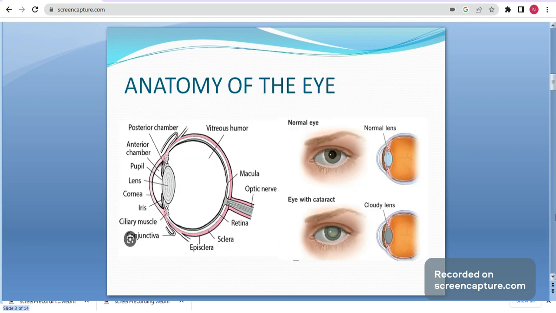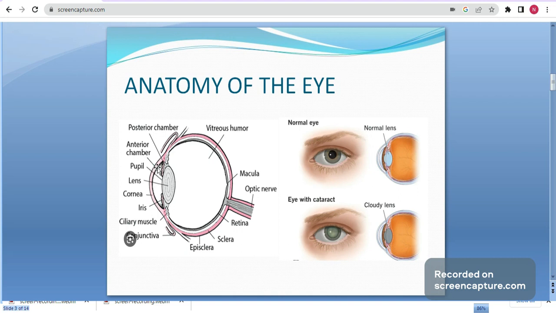So, for understanding cataract, let us first understand the anatomy of the eye. Over here we can see in the first picture, the eye on a gross basis is divided into the anterior compartment and the posterior compartment. The lens is present in the anterior compartment. The anterior compartment starts right from the cornea and ends at the back of the lens. Now this anterior compartment is again divided into the anterior chamber and the posterior chamber.